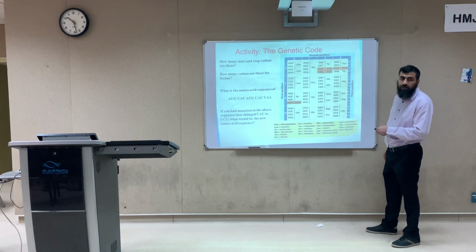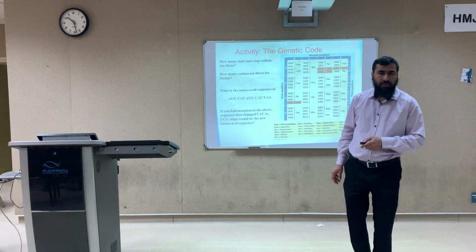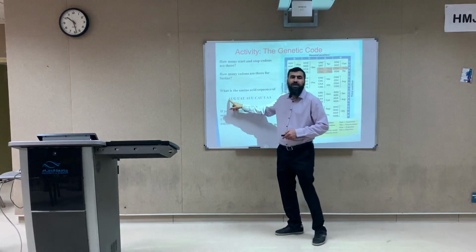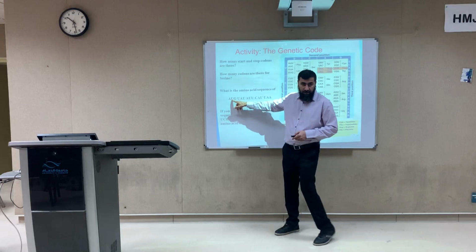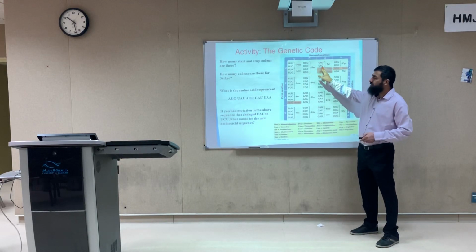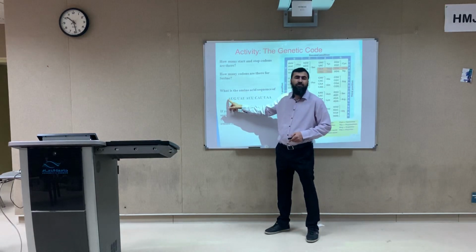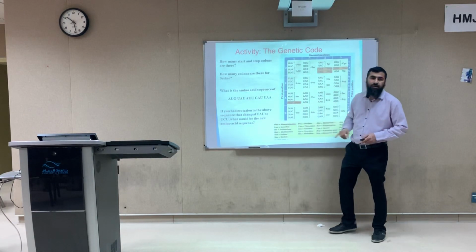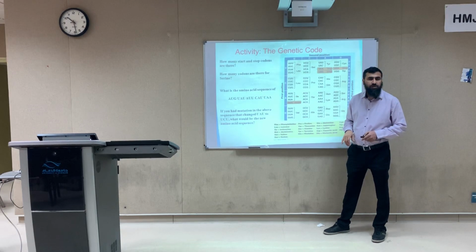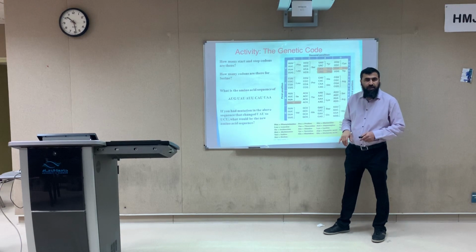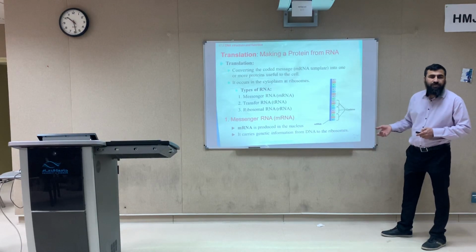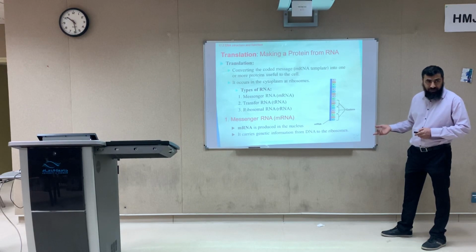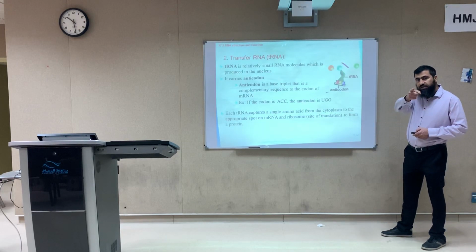So the initiation should start with AUG and UAC. So if it's carrying AUG, the anticodon should be UAC. What would be the anticodon for this initiation? For AUG, what is the anticodon sequence? UAC, okay? So if the tRNA contains UAC, which amino acid is it bringing? AUG is not the amino acid. Methionine.